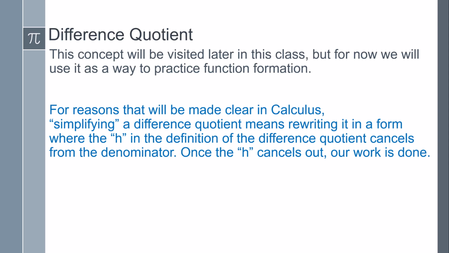Now, for reasons that are going to be made clear in calculus, simplifying a difference quotient means rewriting it in a form in which the h in the definition of the difference quotient cancels out with the denominator. Once the h cancels out, your work is done. So that's the goal. Let's cancel out that h.